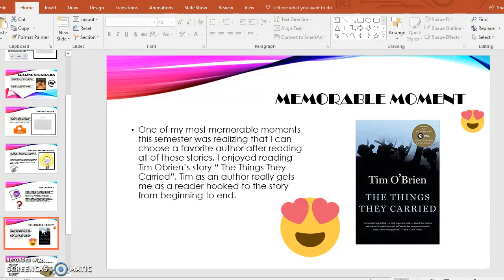Memorable moment. If anyone ever told me to choose a favorite author, I would simply tell them I can't do that because I barely read any books. After reading the story, The Things They Carried by Tim O'Brien, my view on reading has changed. In fact, I look forward to reading more of his books in the future. His style of writing gets me hooked as a reader and allows me to read a book from the beginning to the end. Even after reading this over, I still can't believe I can say that I actually have a favorite author.